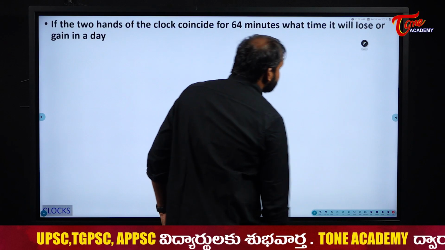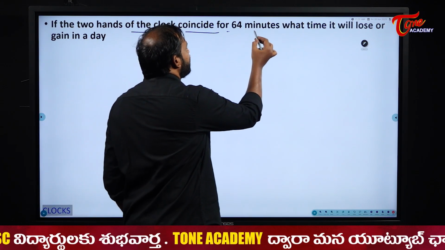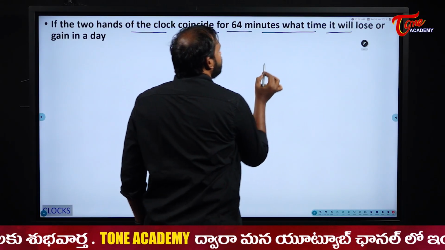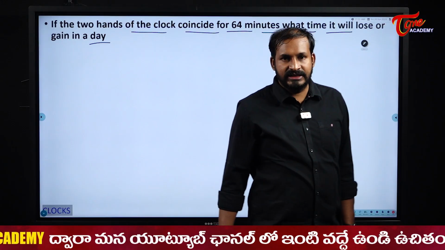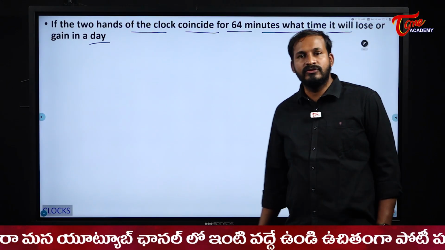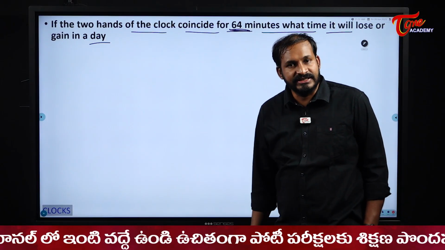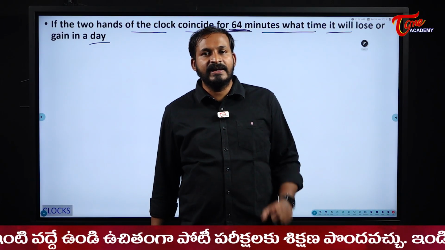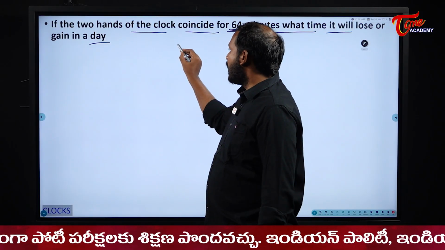The first type of question. See here, if the two hands of the clock coincide in 64 minutes, what time will it lose or gain in a day? First thing, by reading the question itself, we should come to a conclusion whether it will lose or gain the time. The two hands are coinciding in what time? In just 64 minutes. What is the standard time, students?